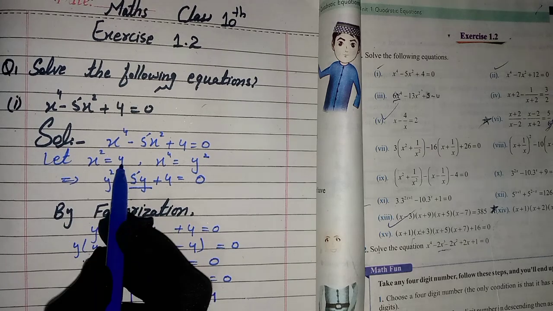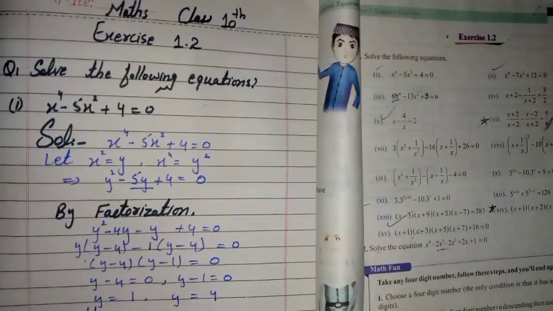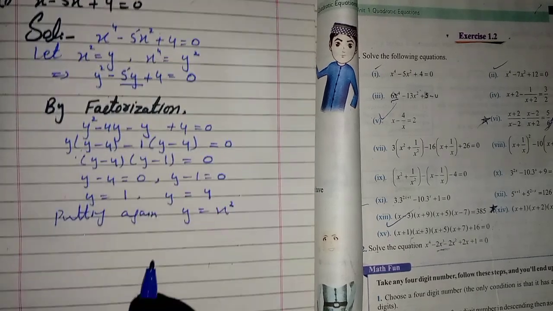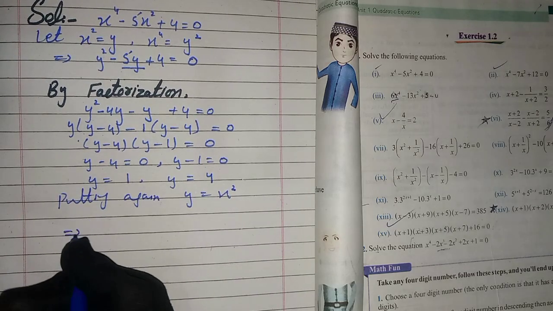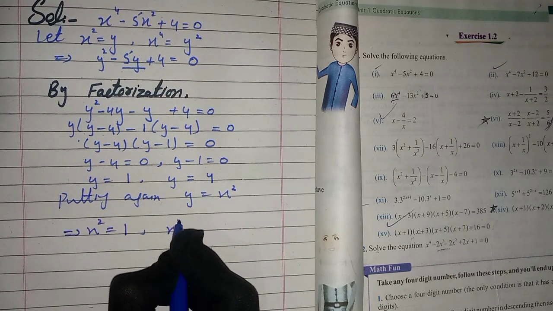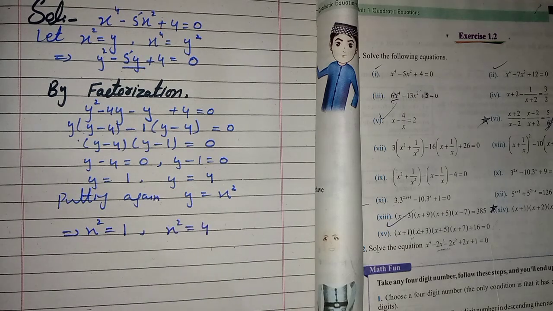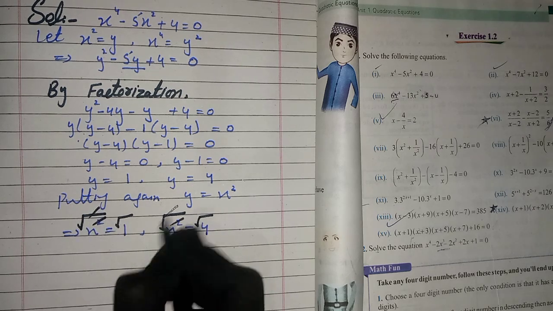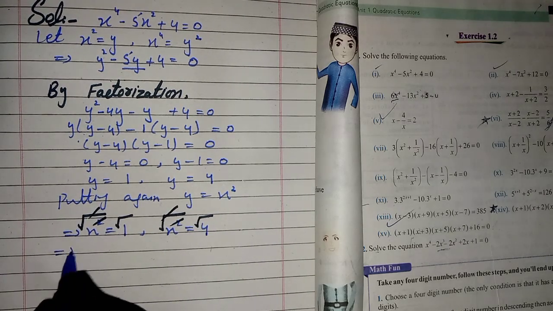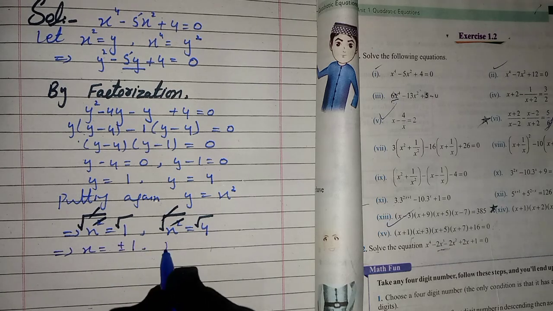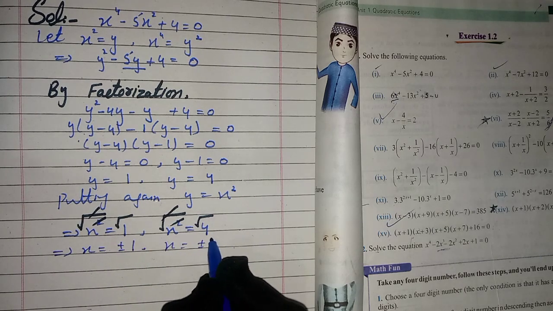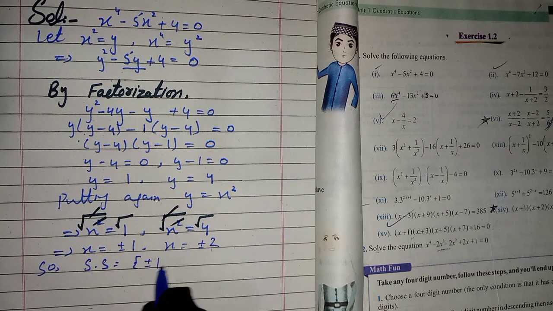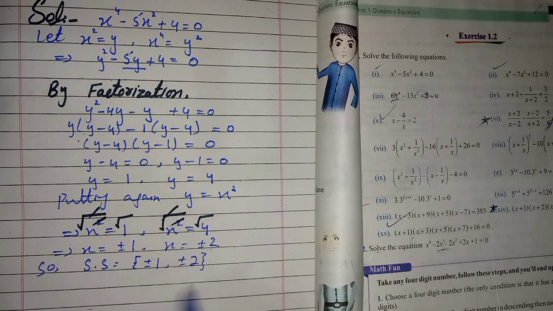Now we again put y equal to x^2. This implies that x^2 equal to 1 and x^2 equal to 4. We take square root on both sides. Square cancels with square root. This implies that x is equal to plus minus 1 and x is equal to plus minus square root of 4, which is 2. So the solution set is plus minus 1 and plus minus 2.